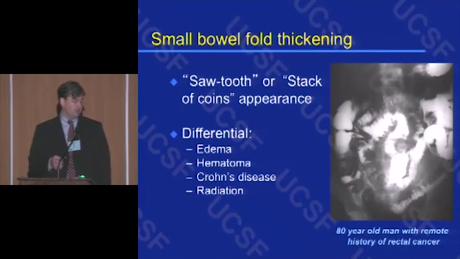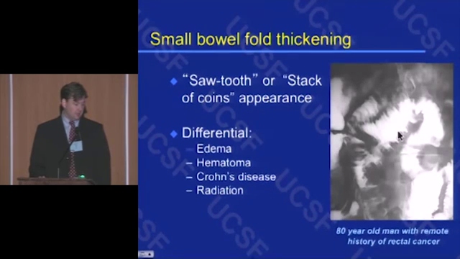Small bowel fold thickening. This is an example right here, nicely demonstrating a patient with a history of rectal cancer. Thick folds, they describe it as like a sawtooth or stack of coins appearance. Your differential is edema, hematoma, Crohn's disease, radiation.